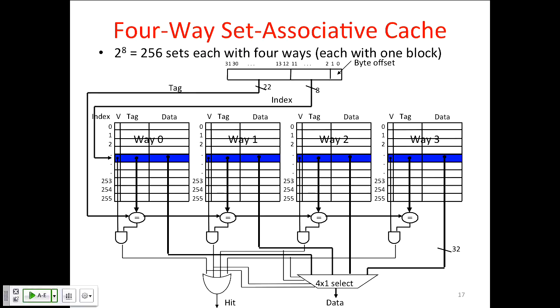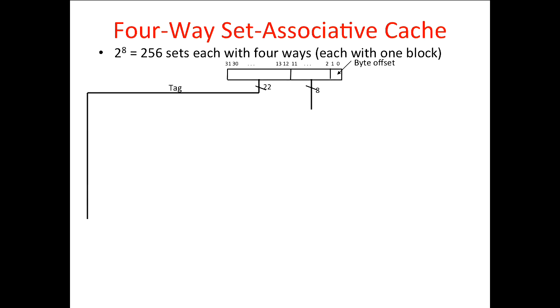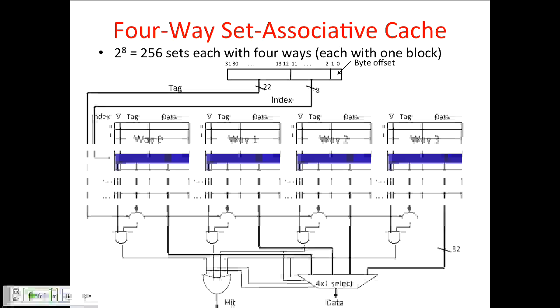And if you had the same capacity, obviously each of these would be smaller. So in this case, we've divided it into 4. Our initial 1K direct map cache now has only 256 sets, but 4 ways. So 4 copies of that. All right, so this is a simple way to build a 4-way set associative cache.